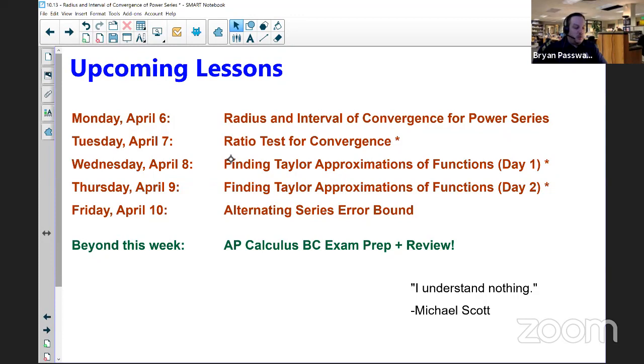Tomorrow, Tony's going to kick us off with the ratio test. It's our last test of convergence as tested on this year's exam. We'll spend a couple of days with Taylor polynomials and approximations.